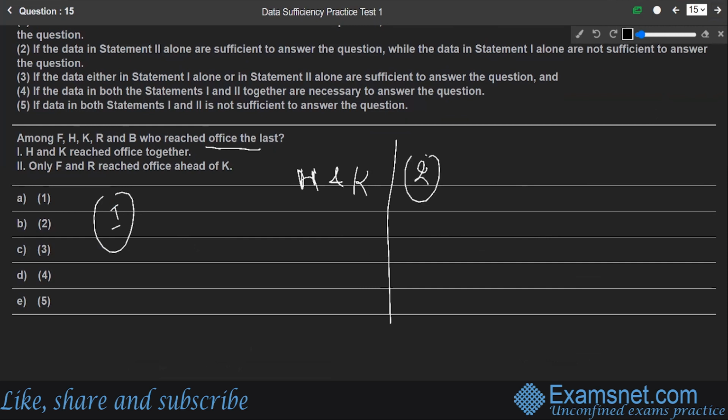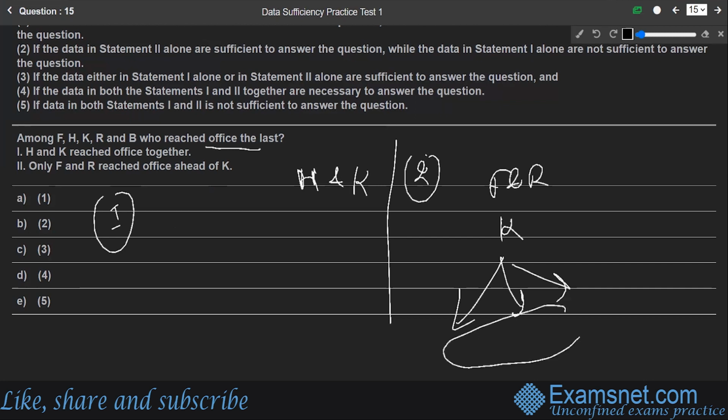If we see second alone, what is the second saying? Only F and R reached office ahead of K. So ahead of K, F and R have reached. Rest of the people are behind K. That is clear. But can we answer who reached the office last? We cannot answer that, because whosoever are behind K, their order is not mentioned. So we cannot answer it like that.